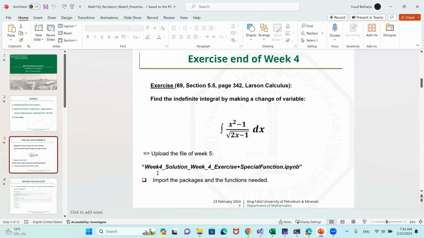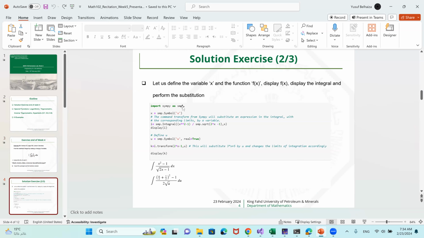First of all, you have received the file. We'll see here that it should be week 5, not week 4. Okay, so once you uploaded the file, let's go through the process. First of all, as usual, we'll define the variable x and the function f and display it to perform the appropriate integration.